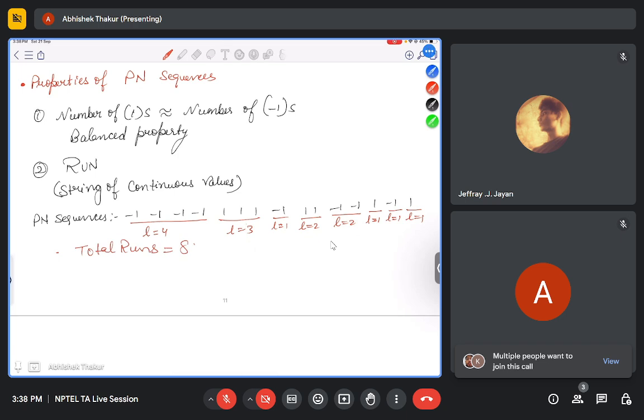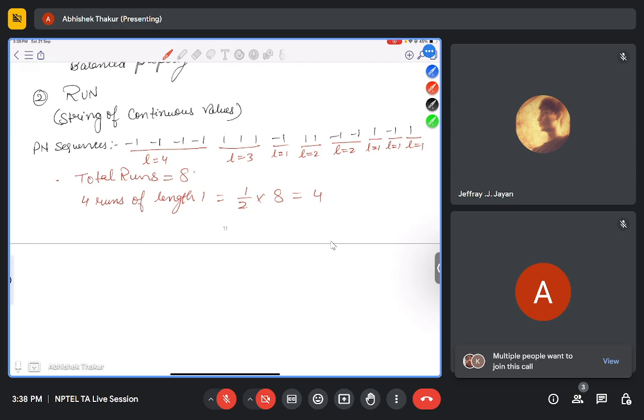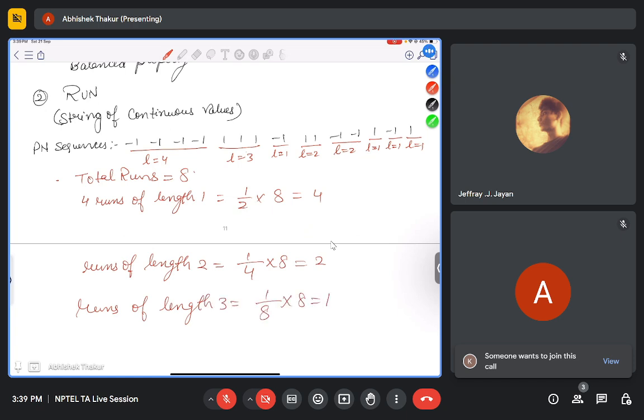So there are 4 runs of length 1. That is equal to 1 by 2 into 8, which is 4. Now runs of length 2 is equal to 2. So that is 1 by 4 into 8, that is equal to 2. Now runs of length 3 is equal to 1 by 8 into 8, that is equal to 1.